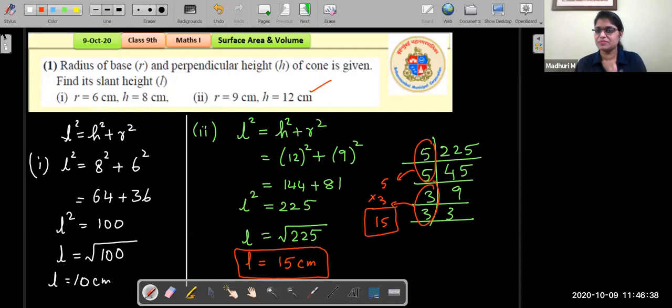For this chapter, especially for surface area and volume, it is suggested that you should try to learn by heart at least squares till 25, at least till 25. Let us look at the next question.